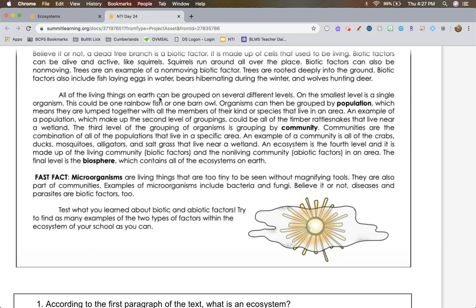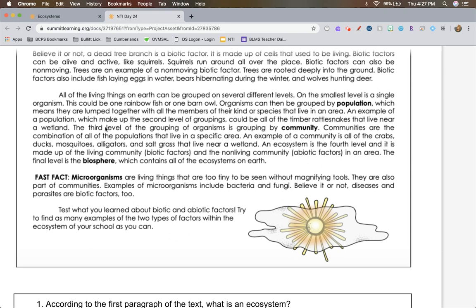All of the living things on Earth can be grouped on several different levels. On the smallest level is a single organism. This could be one rainbow fish or one barn owl. Organisms can then be grouped by population, which means they are lumped together with all the members of their kind of species that live in an area. An example of a population, which makes up the second level of groupings, could be all the timber rattlesnakes that live near a wetland. The third level of grouping of organisms is grouping by community.